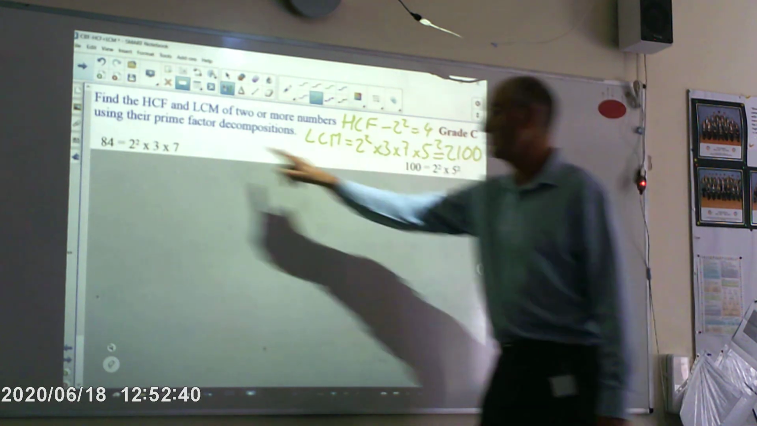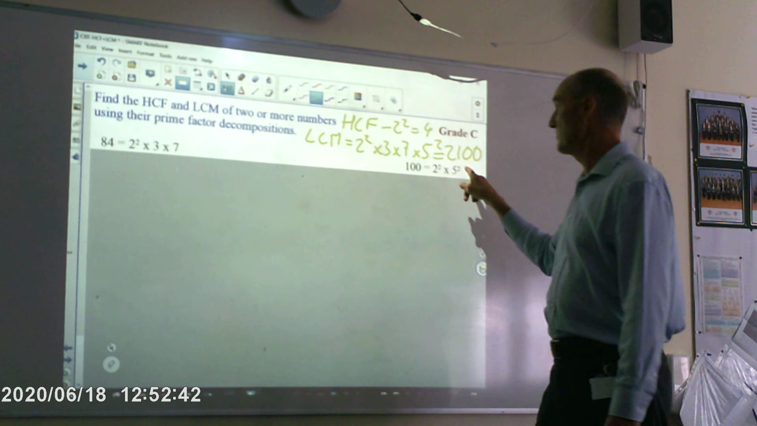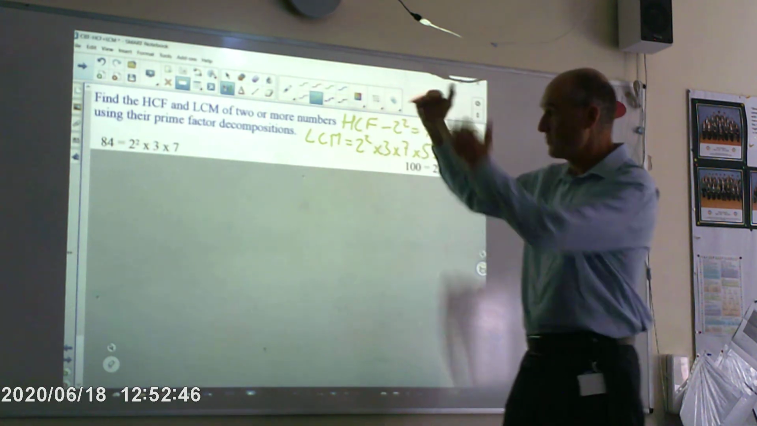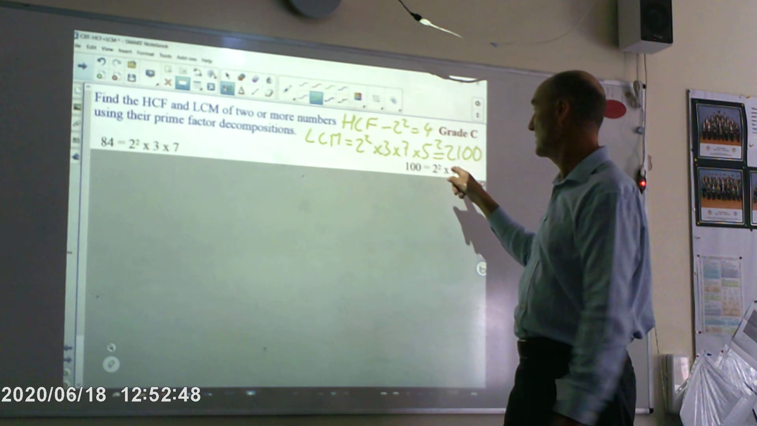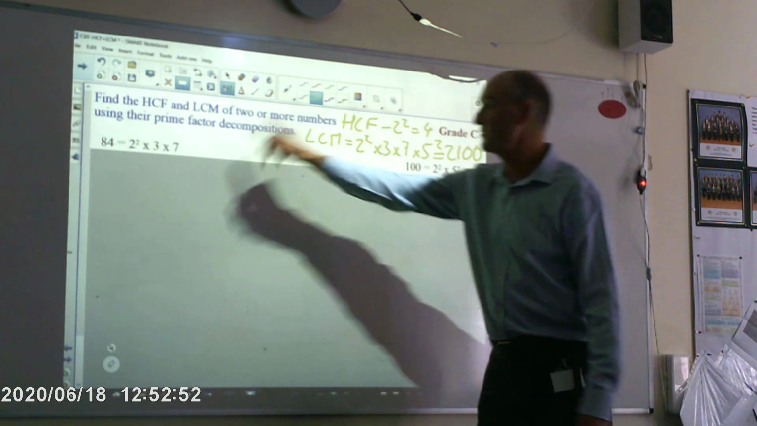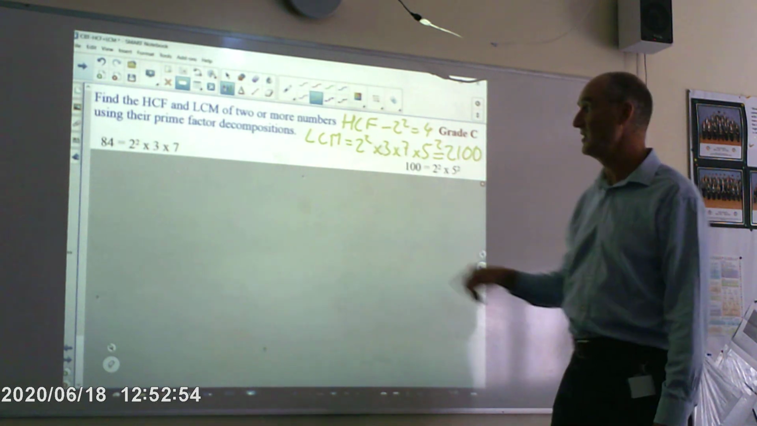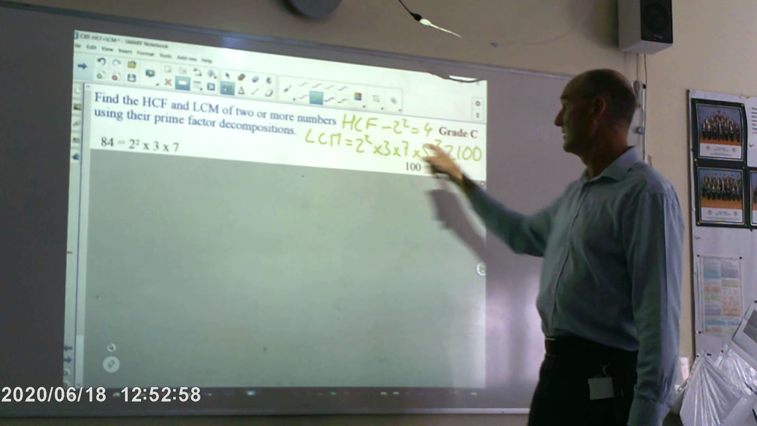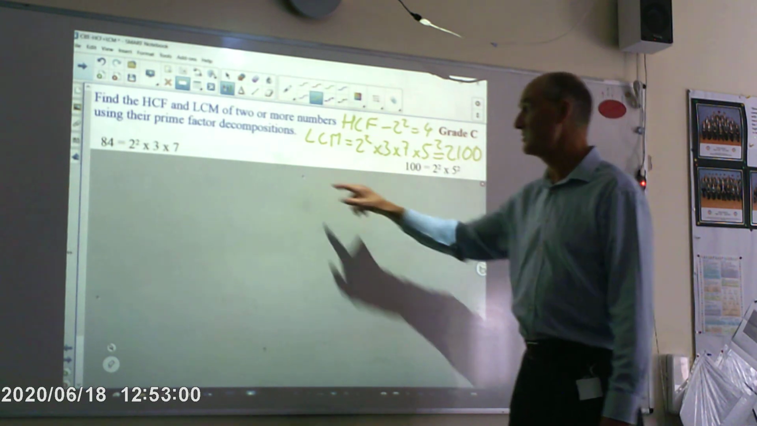Look at the prime factor decomposition, it's called. Yeah, we've broken the numbers down, we've decomposed the numbers into their prime factors, picked out the numbers that appear in both lists to get their highest common factor, picked out the numbers that are in either list in their highest format to get our lowest common multiple. There's a different way of approaching it.